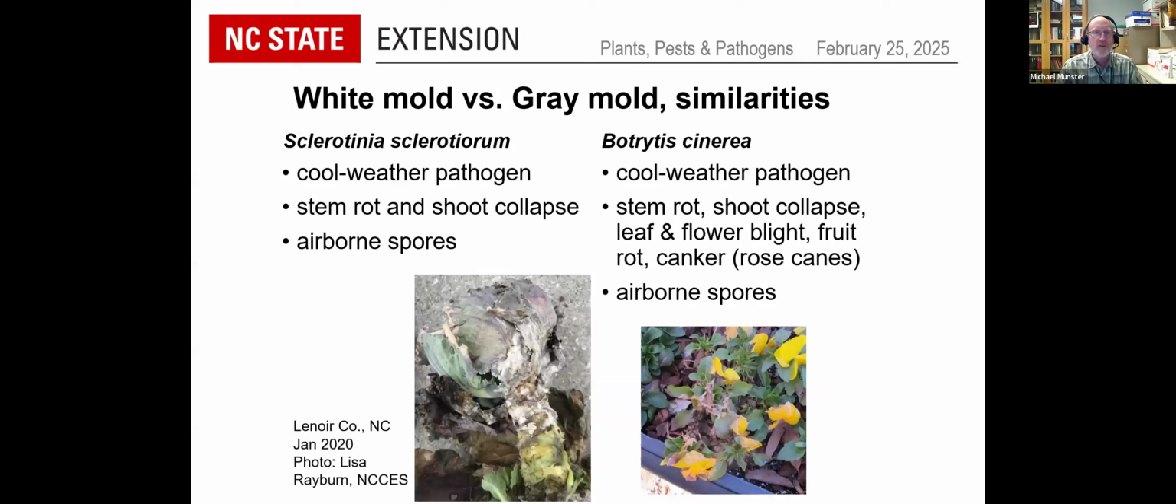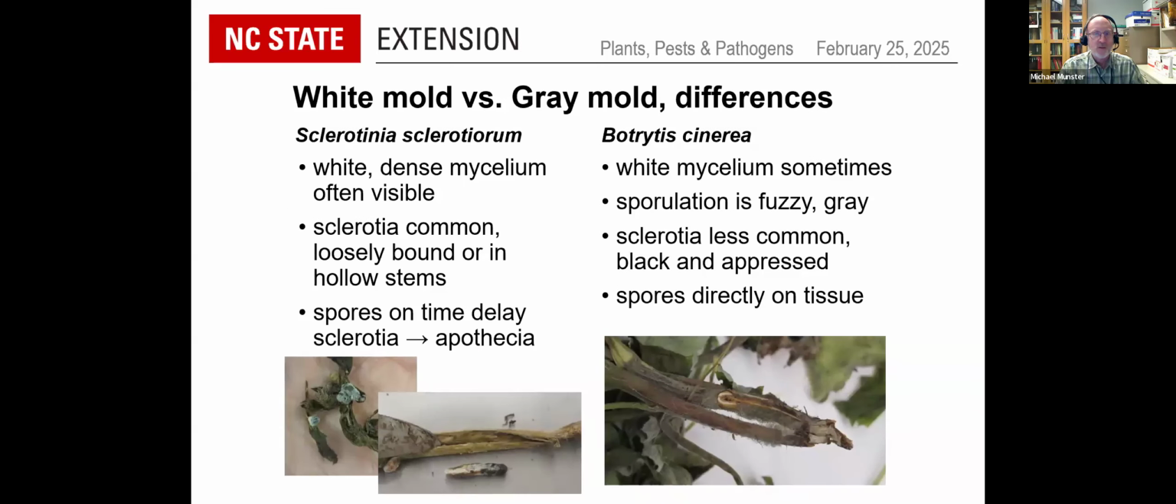Well, first of all, the similarities. They're both cool weather pathogens. They both can cause stem rots and collapse of the shoots, although with the botrytis, we tend to see also the leaf and flower blight. We even see canker on roses from it. They both disseminate by airborne spores. The difference is, though, the mycelium of the Sclerotinia tends to be denser typically than the botrytis when you see it. But the sporulation is really the difference. So you don't see the gray fuzzy sporulation with Sclerotinia that you do with botrytis.